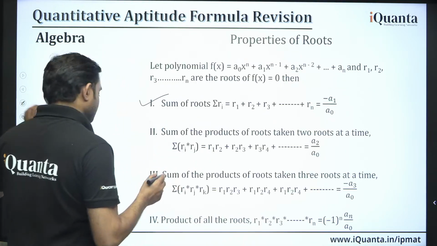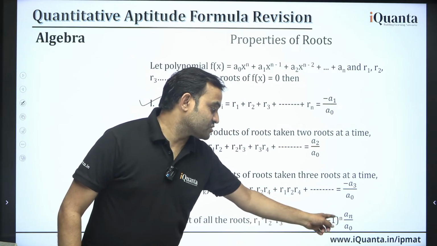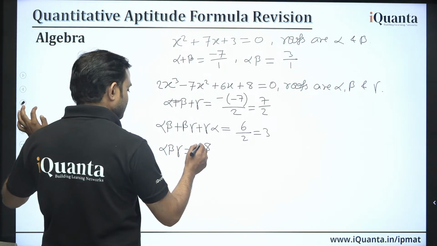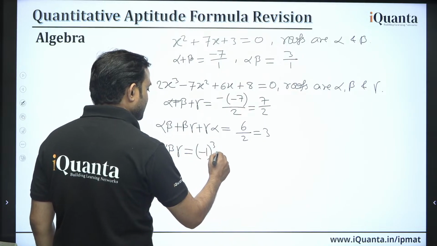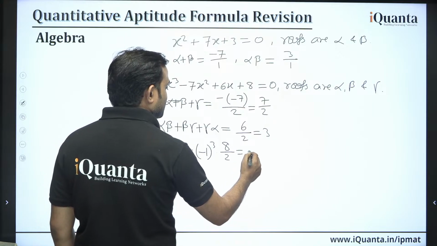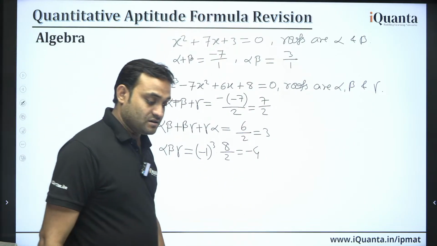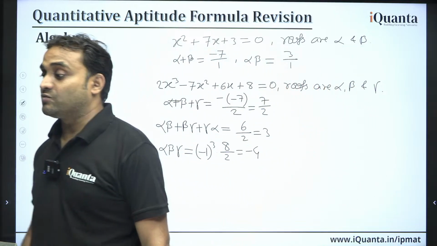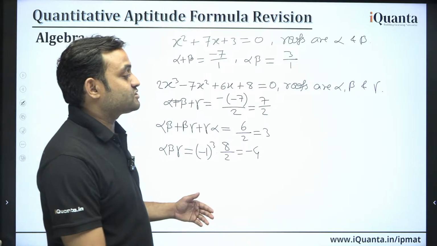What was this? This was minus 1 to the power n, product of all the roots. So this will become minus 1 to the power 3, since we are taking 3 roots, minus 1 to the power 3 into 8 upon 2, which will be equal to minus 4. Okay. So this is how you can find the sum of the roots taken one root at a time, two roots at a time, three roots at a time, and so on.